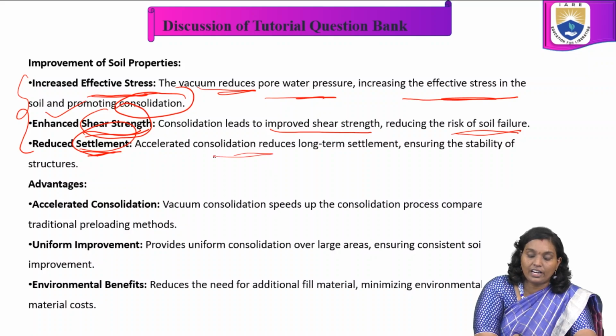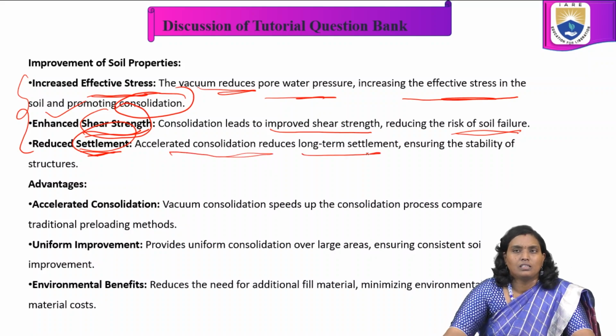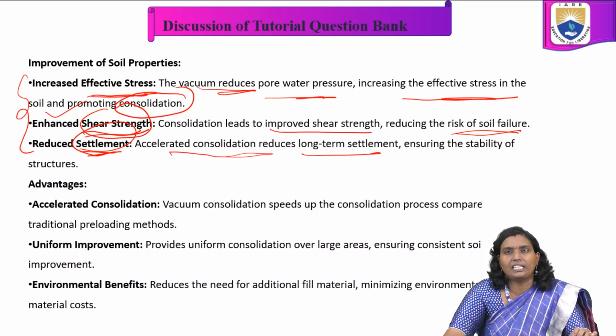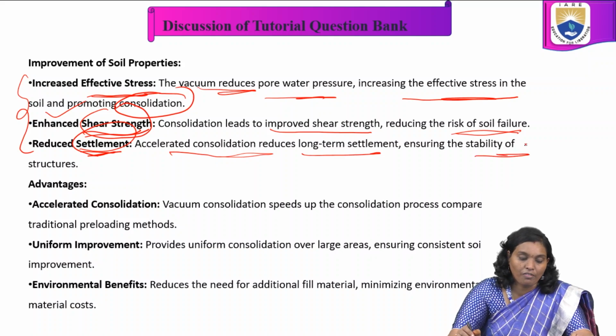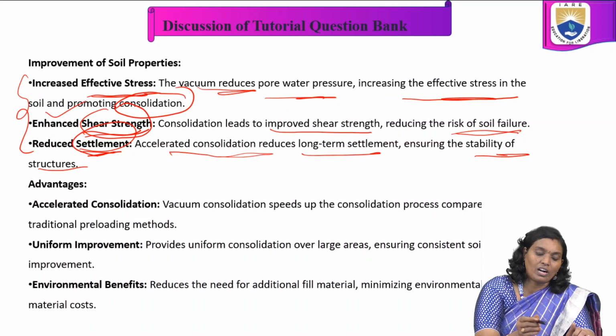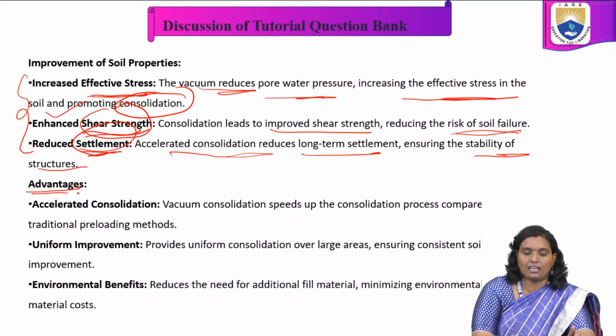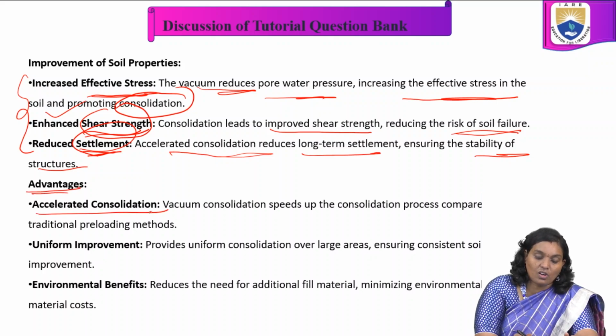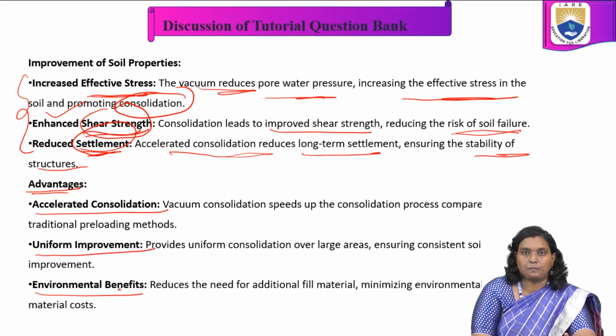Accelerated consolidation reduces the long-term settlement, ensuring the stability of structures. These are the properties which we are going to modify using this vacuum consolidation technique. What are the advantages of using this technique? Accelerated consolidation, uniform improvement, and environmental benefits.